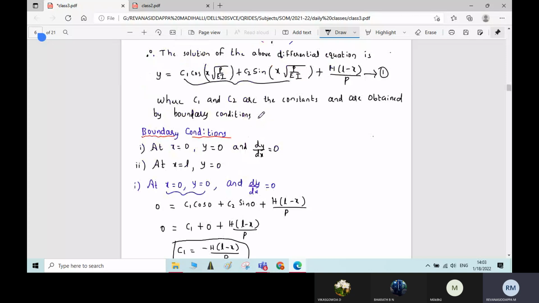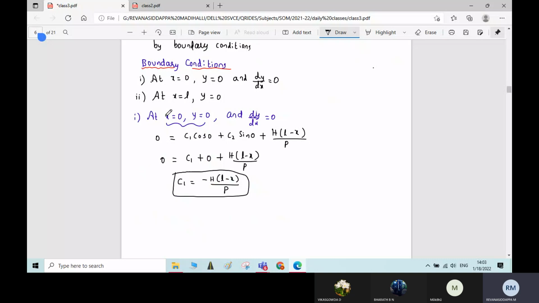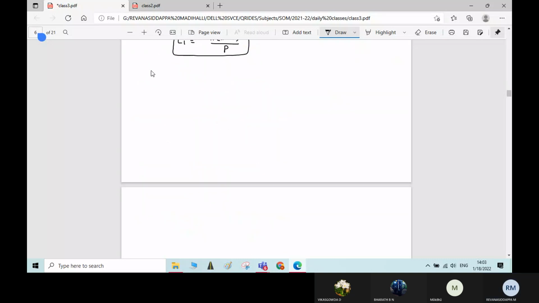We have the equation for y, but you want the dy by dx equation. For that you need to differentiate this equation with respect to x. Differentiate equation 1 with respect to x.